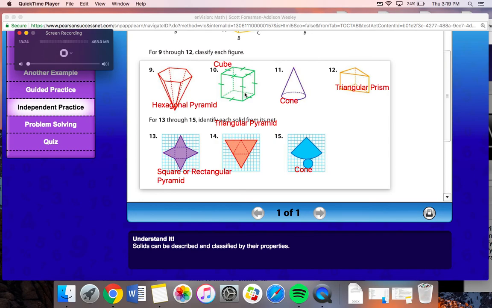Hexagonal pyramid, cube, cone, triangular prism, square or rectangular pyramid because that's the base. This is a triangle as a base, so triangular pyramid and cone.